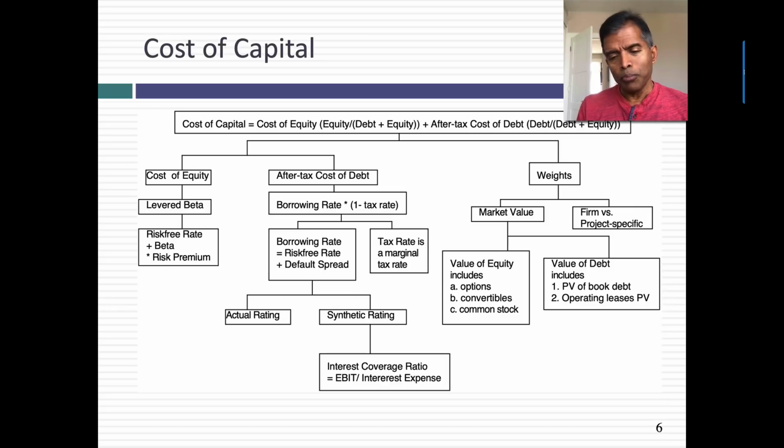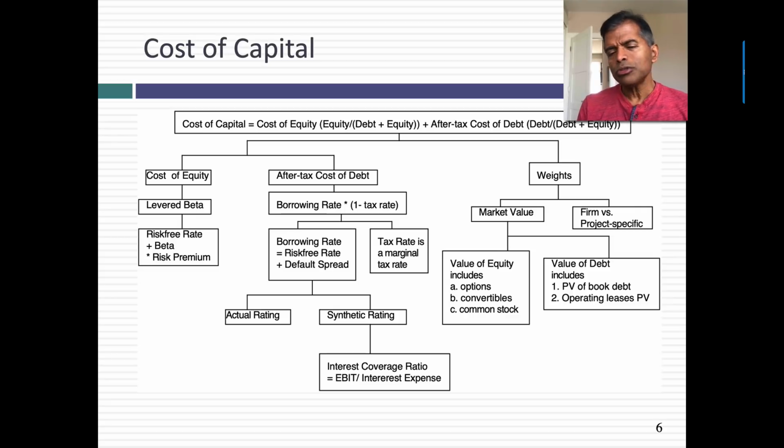If your book interest rate, what you get by dividing the interest expense by the book value of debt, is roughly equal to the market interest rate, your book value of debt and market value of debt should be roughly the same. If your book interest rate is lower than the market interest rate, then the market value of debt will be lower than the book value of debt. So basically, if you look at a book interest rate of 3%, and the market interest rate is 4%, when I compute the present value, my market value of debt will be lower than the book value of debt.